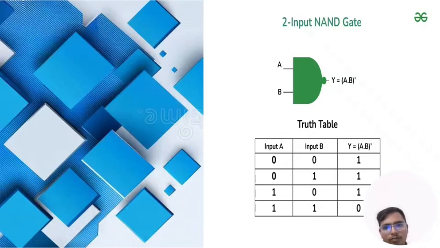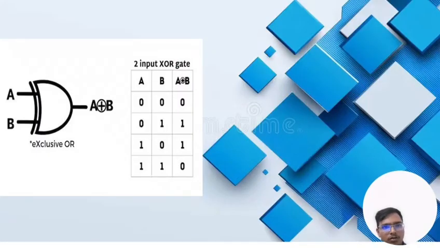On the right-hand side, the four possible input combinations are 0 0, 0 1, 1 0, and 1 1. So the respective complement of Y is given as 1, 1, 1, 0. For the NOT gate, the complement of 0 is 1, and the complement of 1 is 0. Next we have to discuss the XNOR gate.